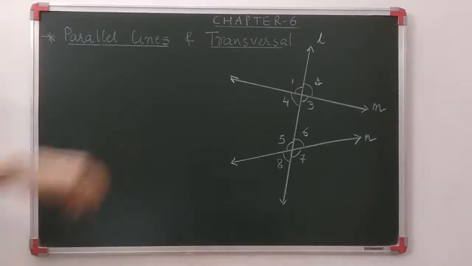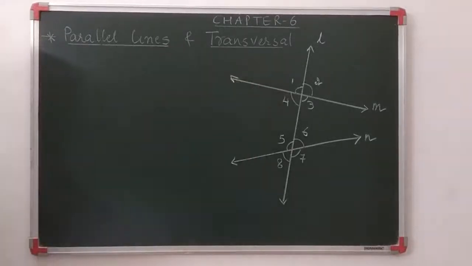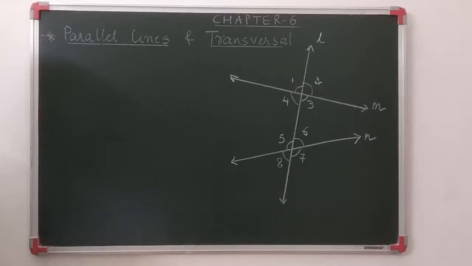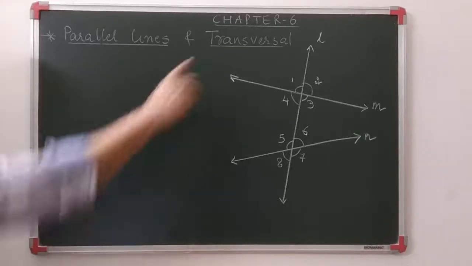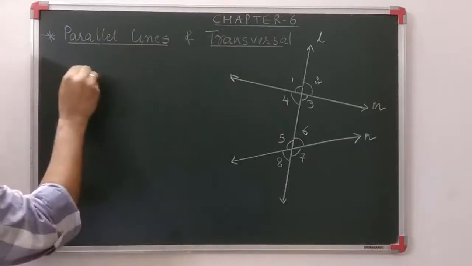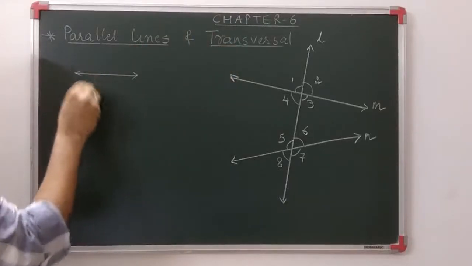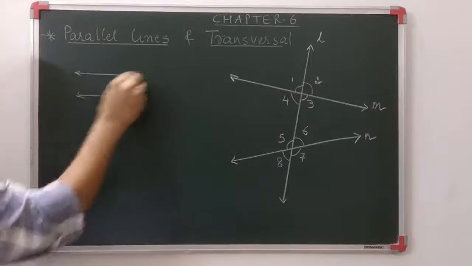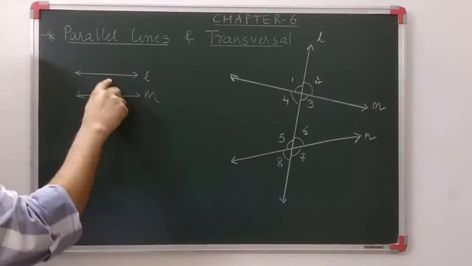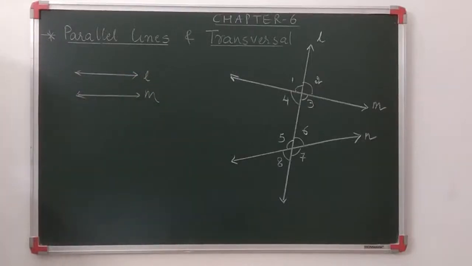Today about the parallel lines and transversal. This is one of the most important topics to do the Exercise 6.2, and it is again going to be used in the future also. So let's get the parallel lines first. We know the meaning of this. The two lines which never intersect each other are called parallel lines.